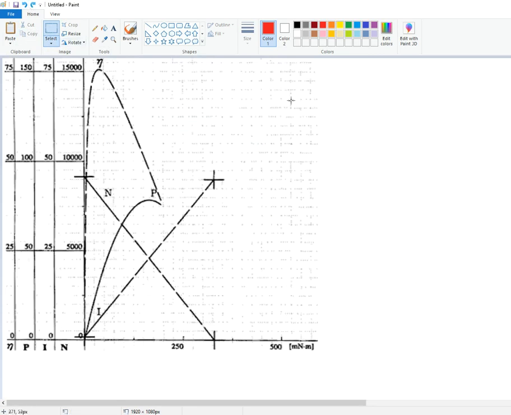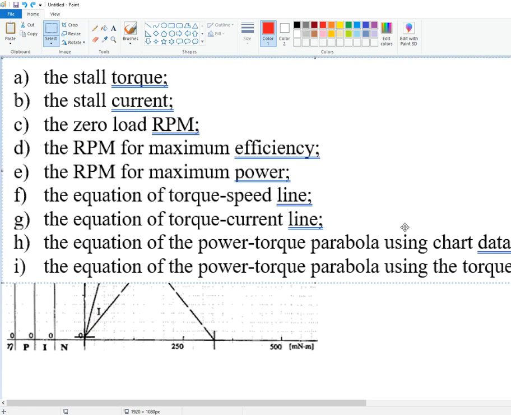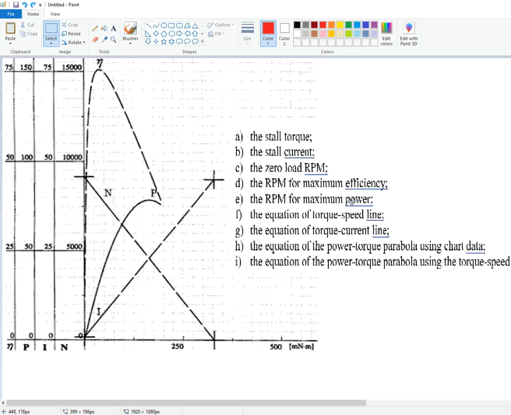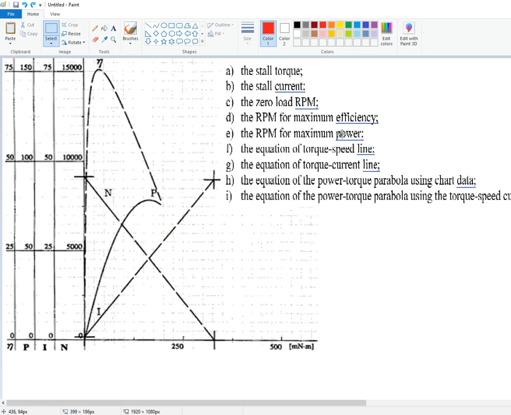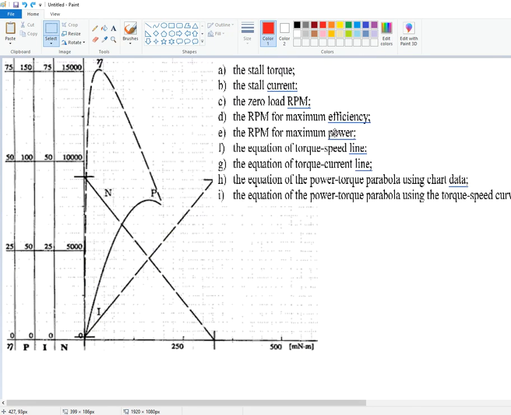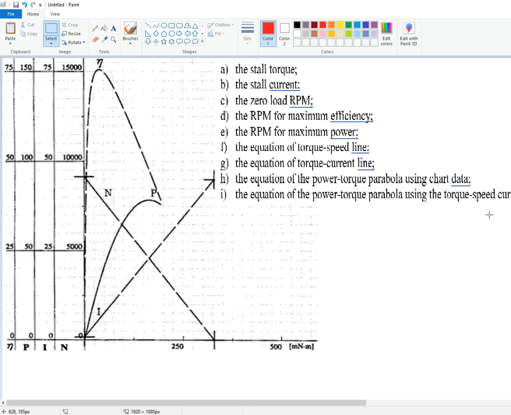Copy, undo, paste. I'm gonna make this small. Okay. I know you can't see right of this line. It says curve. So what is the stall torque?